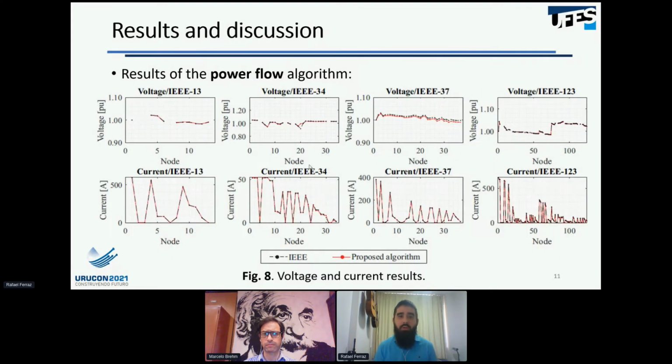So now we have the results of the power flow algorithm. As we can see in the first line of graphics, we can see the results related to the voltage of each system, the 13, 34, 37, and 123. And the second line, we have the current of each system. It's important to note that in black, we have the IEEE report results, and in red, we have the results of this proposed algorithm. We can see that the results are very similar.